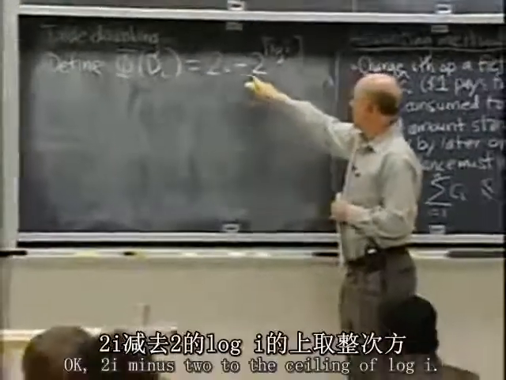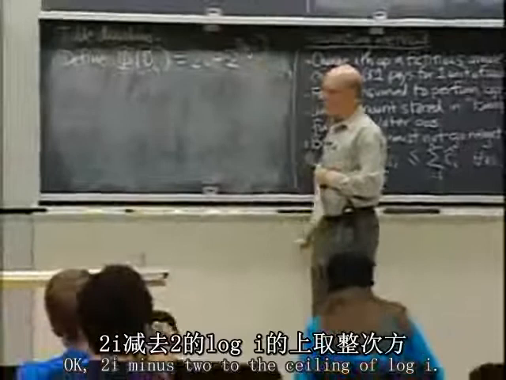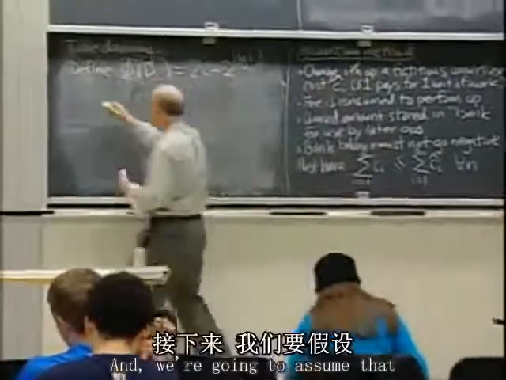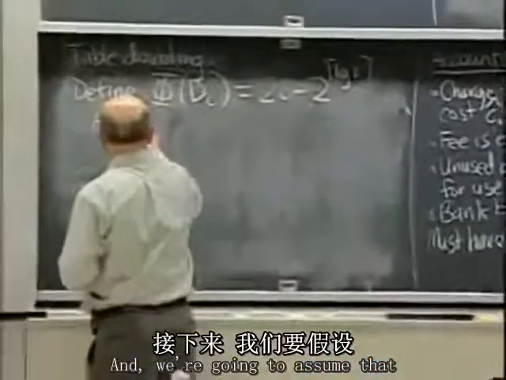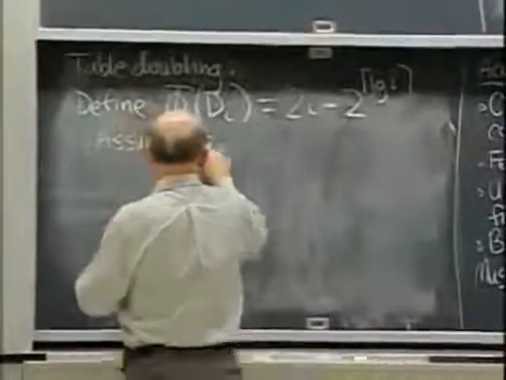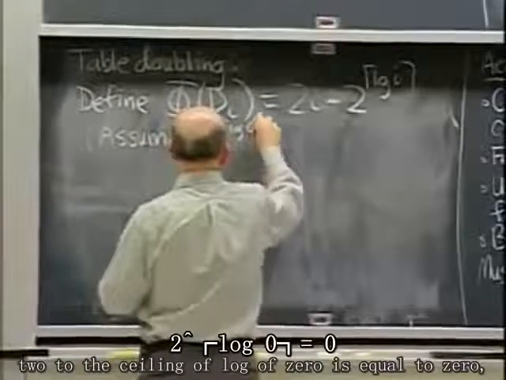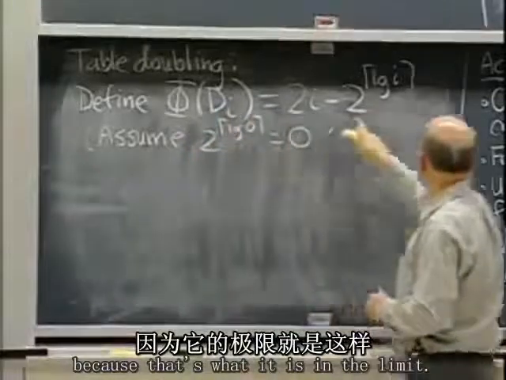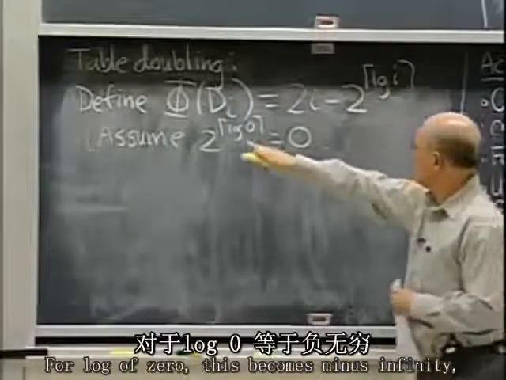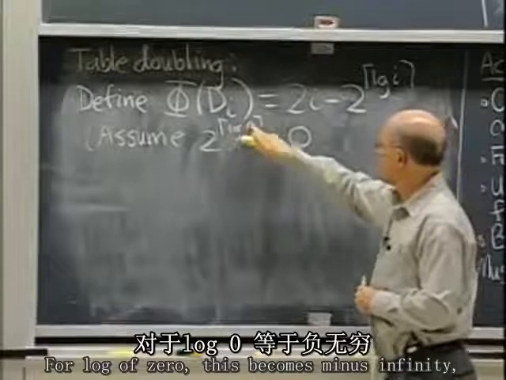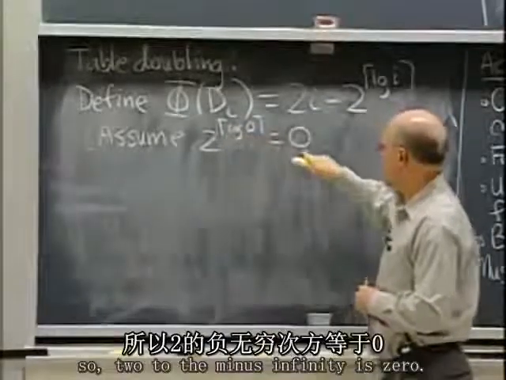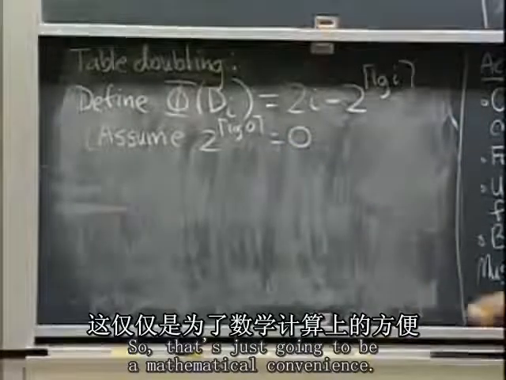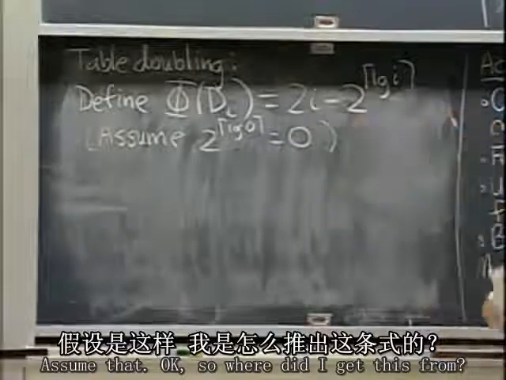2I minus 2 to the ceiling of log I. And we're going to assume that 2 to the ceiling of log of 0 is equal to 0, because that's what it is in the limit. I take the limit for log of 0, this becomes minus infinity, so 2 to the minus infinity is 0. So that's just going to be a mathematical convenience to assume that.